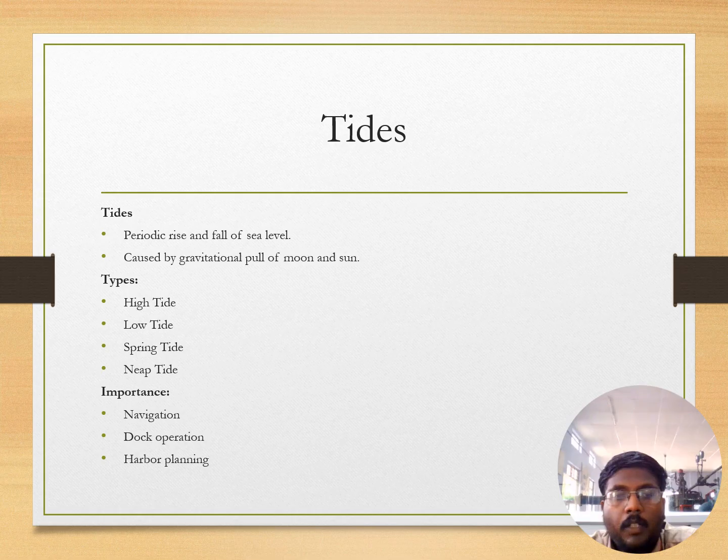Next we see about tide. Tide is the rise and fall of sea level. Generally, tide is caused by the gravitational pull of the moon and the sun.